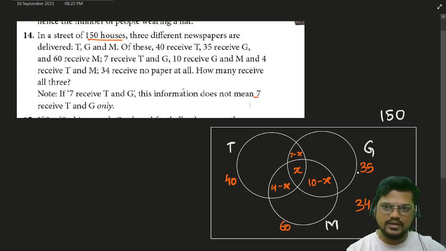Okay. And this is 34 who receive no paper at all. That is outside, there are 34. And how many receive all 3? Now you just solve this. You'll get the same thing.